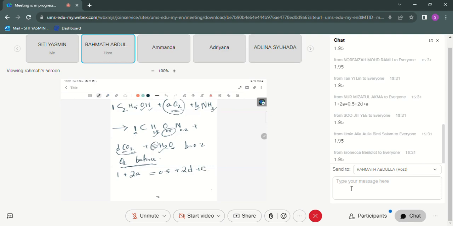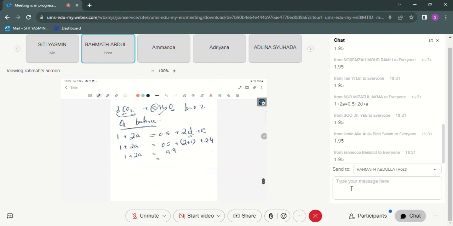Okay, now we have certain values. So 1 plus 2A equals 0.5 plus you put the value of D here, so it is 2 times 1 plus E. Now this comes again as 1 plus 2A equals 4.9, because we do have the value of E also, right? The E value is 2.4. So when you calculate, you get 4.9.